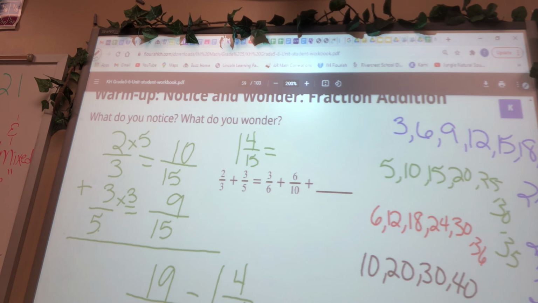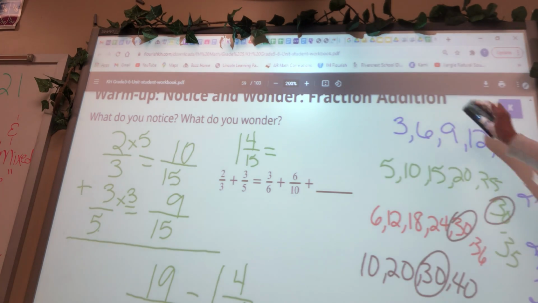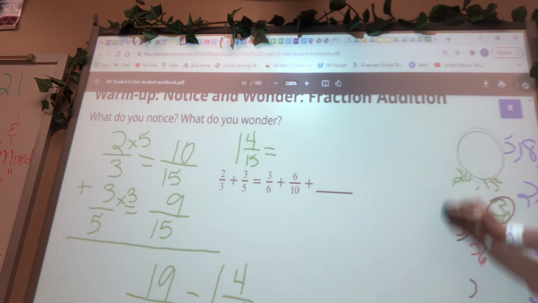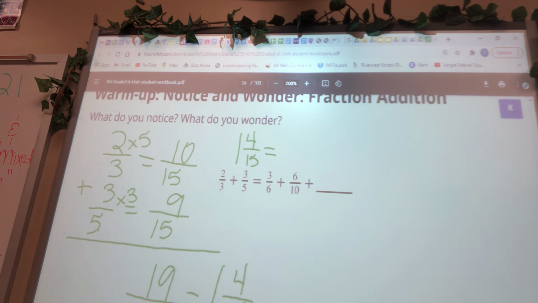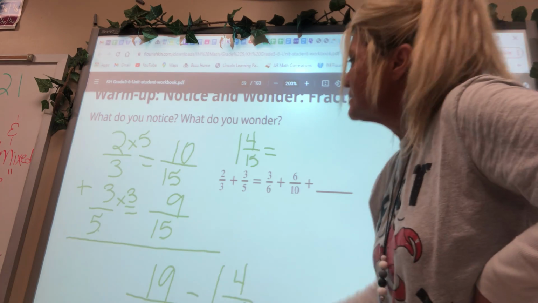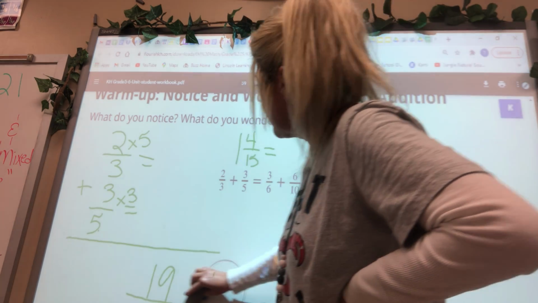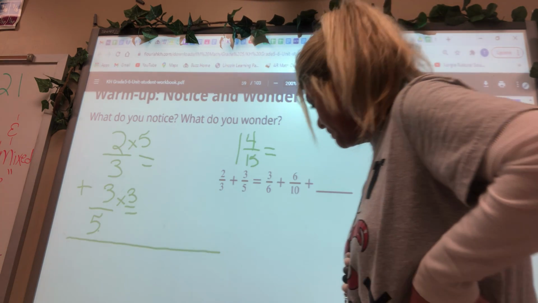What number do they all have in common? 30. So what's a common denominator for everything that we have up here? 30. So let's go back and work this side as 30, since we now know that that's a common denominator for everything.